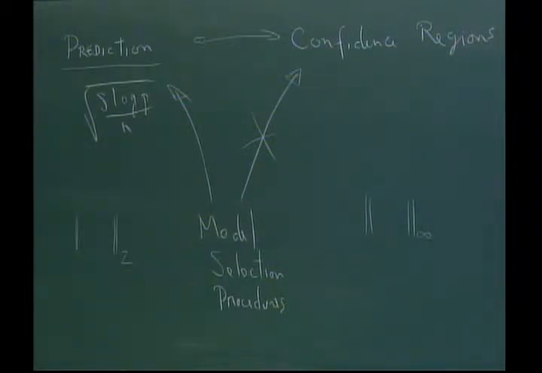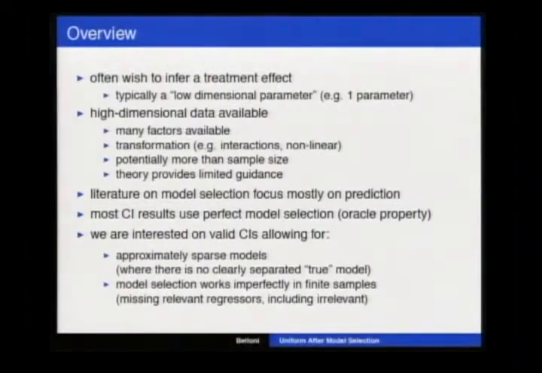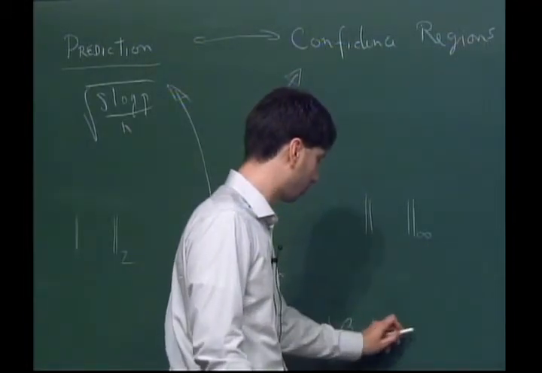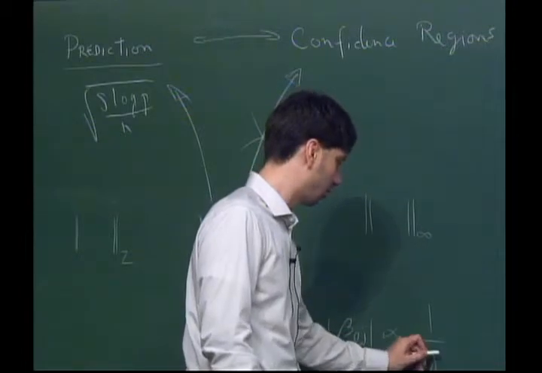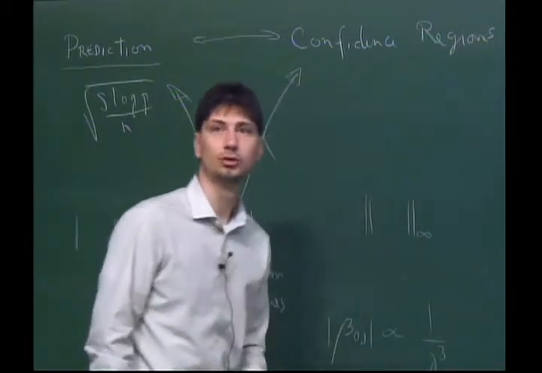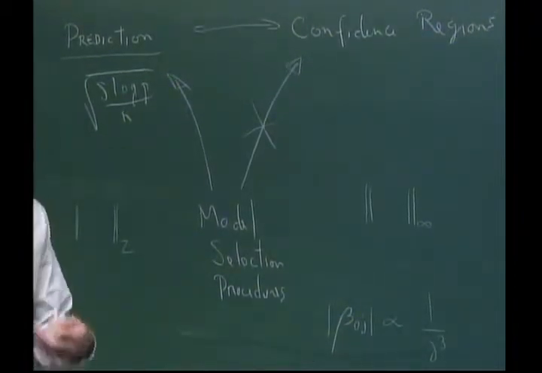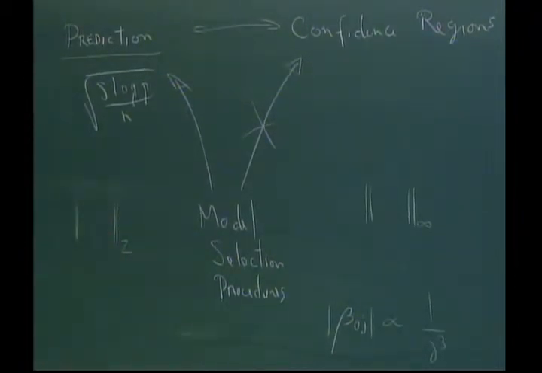So we're interested in building confidence intervals, allowing for approximately sparse models, and understanding that we are bound to make model selection mistakes in finite samples. I really want to deal with the case that my vector of parameters, the jth component, could be proportional to 1 over j, let's say, cubed. So it just decays. So I never have enough separation from 0. So I'm bound to have some model selection mistakes.